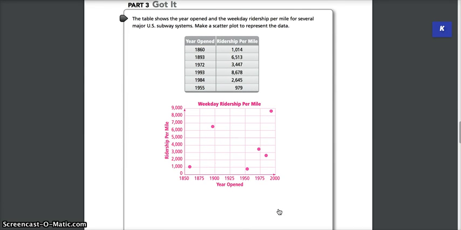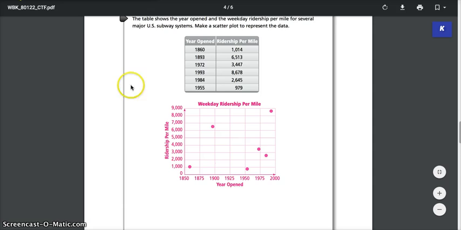Okay, here's the answer key for part 3. How does your graph compare? The year opened is the X, the ridership per mile. What is that? Ridership per mile? Oh, of US subway systems. And then we've got this in increments of 1,000. You could have chosen something else. That's totally fine. And then the years, they started with 1850 and went to 2000. Yours might look different, but just make sure the coordinates are in the right spot and then you're good to go.